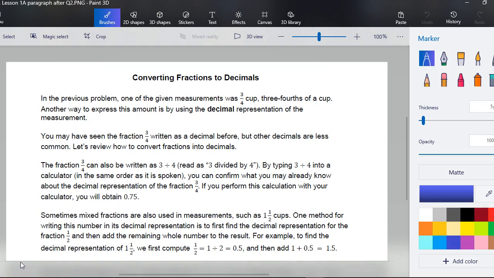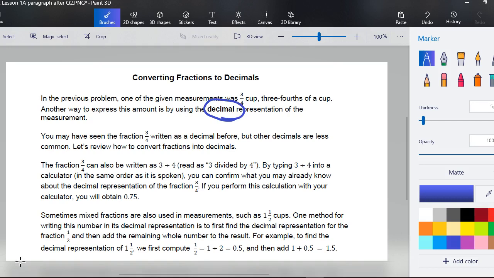One of the purposes of this class is to go back and look at concepts that may be a little dusty or rusty, and to solidify those as you move into the 1332 class lesson. This piece on your worksheet talks about converting fractions to decimals. You will need to underline some ideas here, like where it says in the previous problem we were given 3/4 of a cup. It says that is a fraction, but another way to represent it is a decimal.